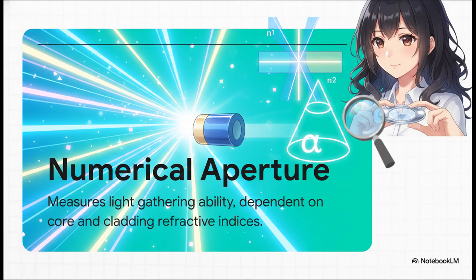Simply put, a higher numerical aperture means a greater light gathering ability, and that ultimately dictates how much data your cable can actually push through to your devices.